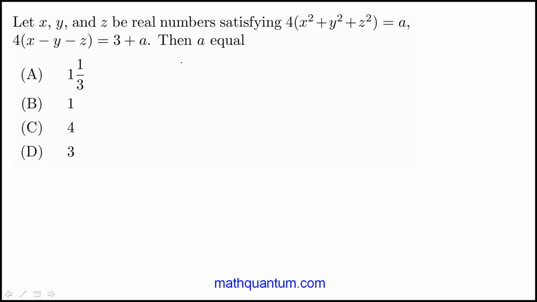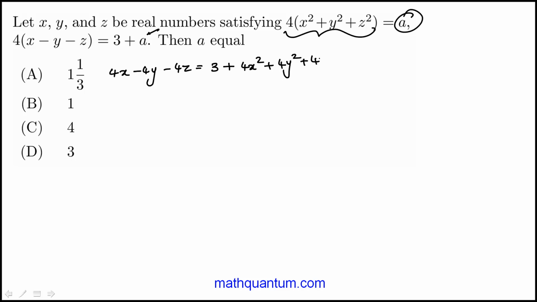So another way to do this question is by completing the square, and this is a method that comes in handy in other questions as well. So what I'm going to do is to eliminate a and replace that here. So 4x minus 4y minus 4z is 3 plus 4y squared plus 4z squared.